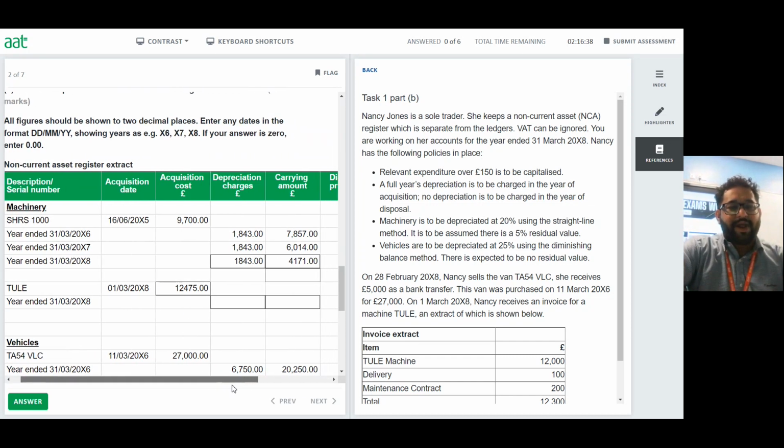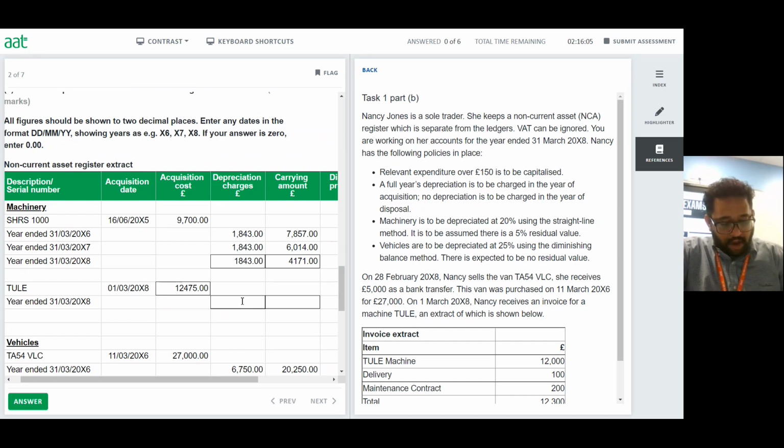So now let's look at the TULE machine. Let's find out what is the residual value of that. The residual value of that is going to be 5%, which is coming to 623 pounds and 75 pence. So for me, the depreciable value will be 11,851 pounds and 25 pence. So that 11,851 pounds 25 pence is going to be depreciated at 20% straight line method.